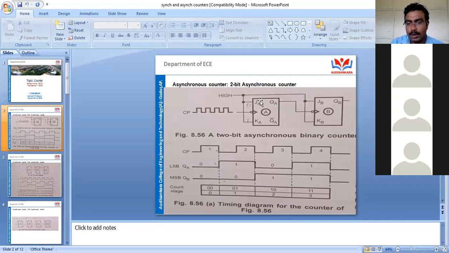Students, you tell me one more thing. If J is equal to 1 and K equal to 1, how is the JK flip-flop going to work? To which state will it move if J equals 1 and K equals 1?